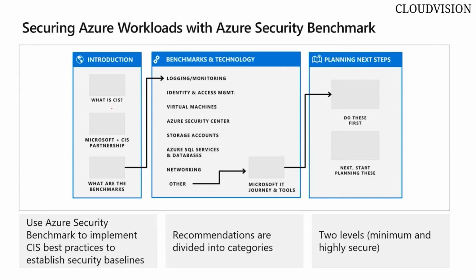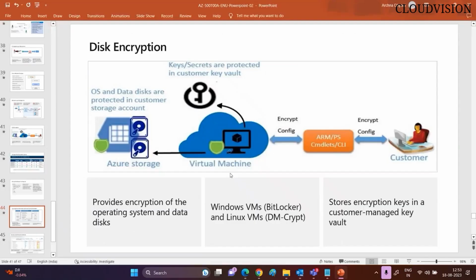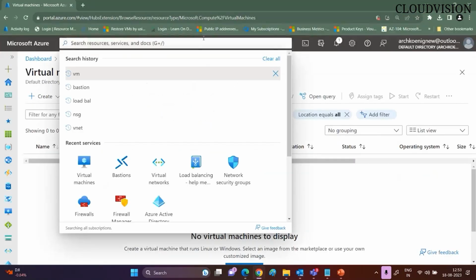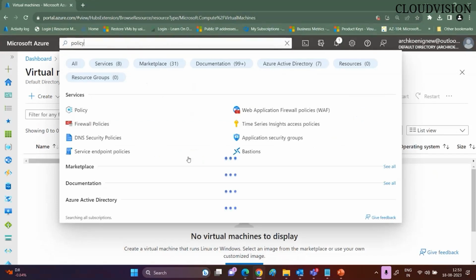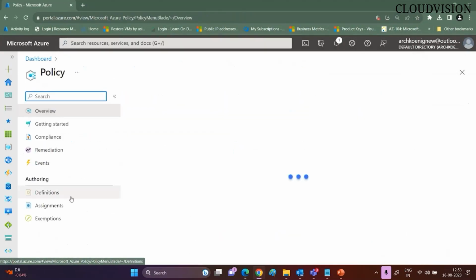So actually, Microsoft has a partnership with the CIS, Center for Internet Security. And if you go for that, you will find a baseline, you will see a standard guideline that you want to apply in your environment as per your company standard. Maybe you want to push those standards in your environment. So let me show you what exactly that means. I'm taking you back to my portal. Let me take you back to the policies and go to the definitions.